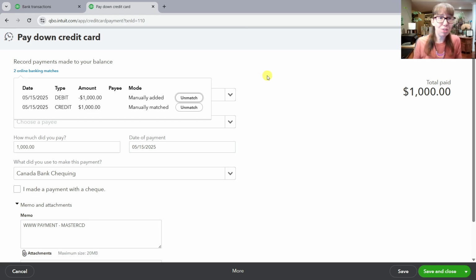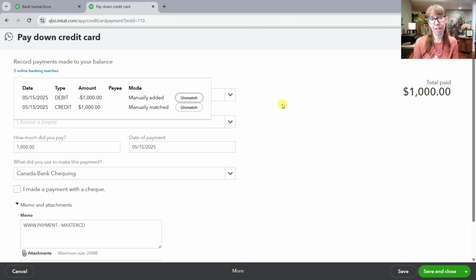And if you see this pay down credit card or a transfer to an item that has two bank feeds and it's only married to one bank feed info line, that's where you know you have something that you need to fix or look into further. We'll address that actually in June.